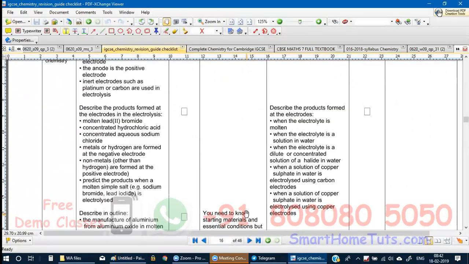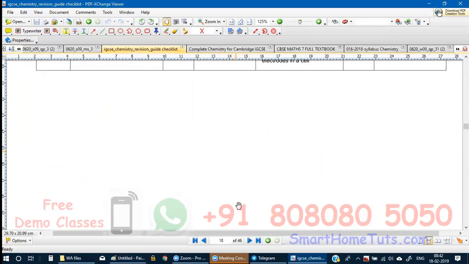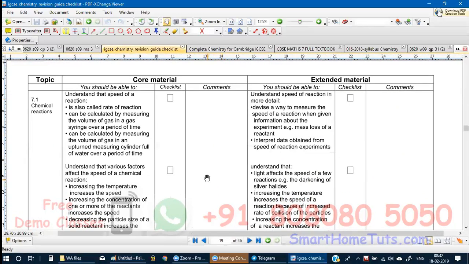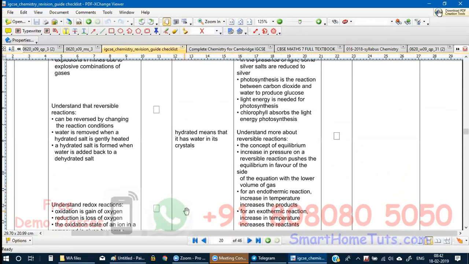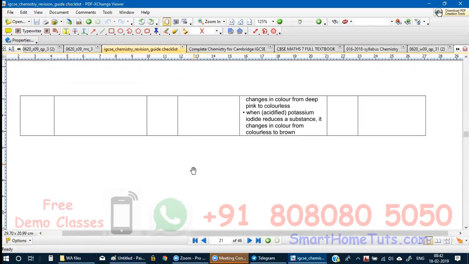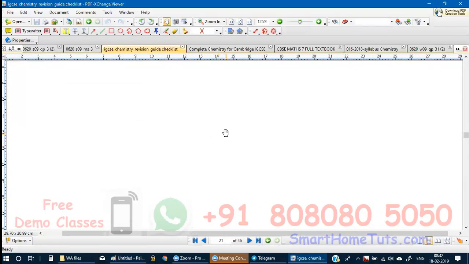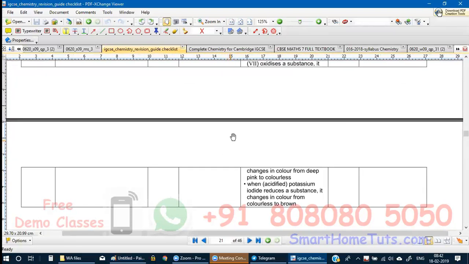You've done all electrolysis reactions, exothermic, endothermic, and the energy profile diagrams or energy graphs also we have done. Speed of reaction and equilibrium, we have discussed. Hydrated salt and anhydrous salt, we have done. Color changes, in the gap you get, always do all the color changes during examination.